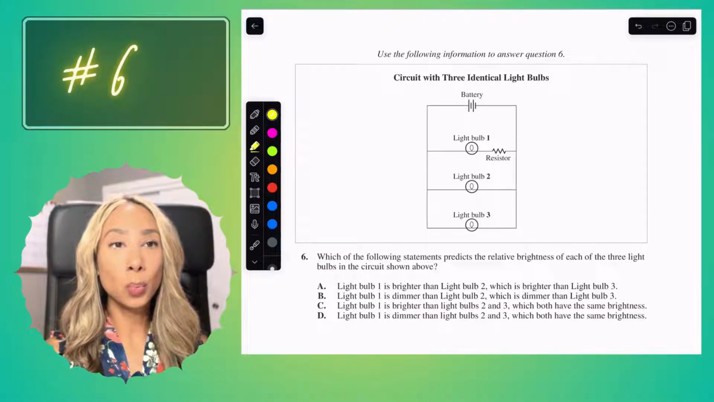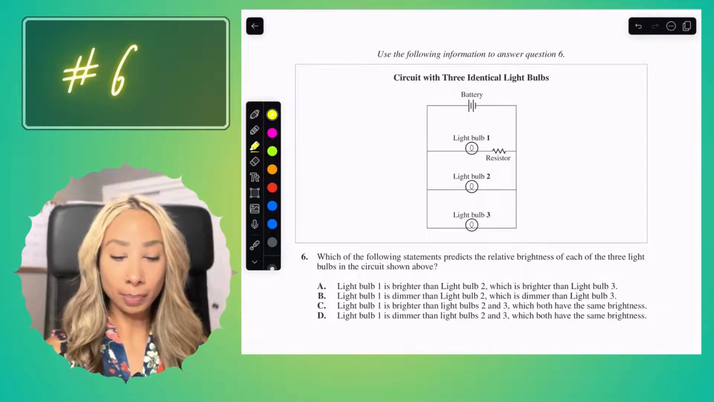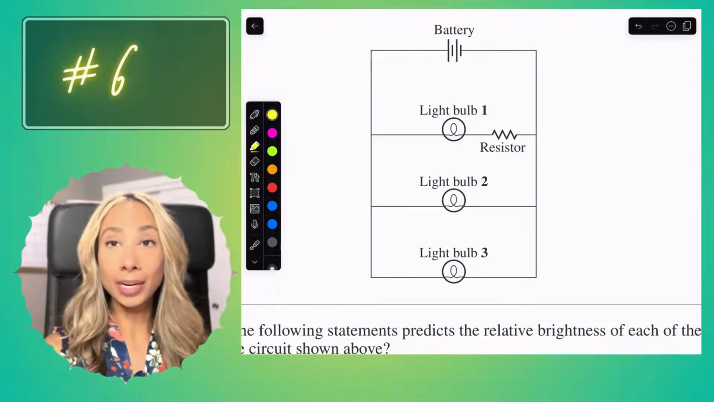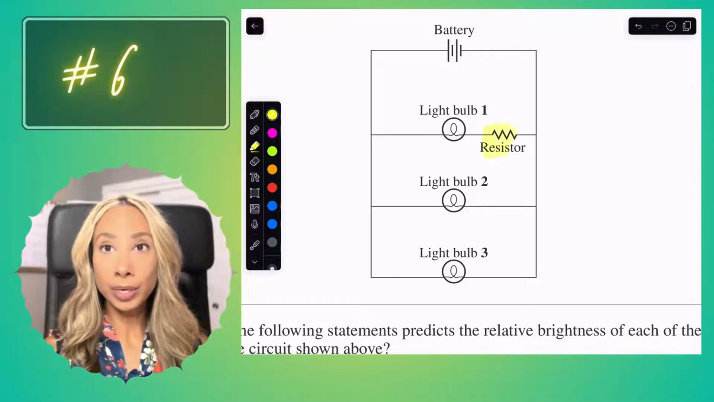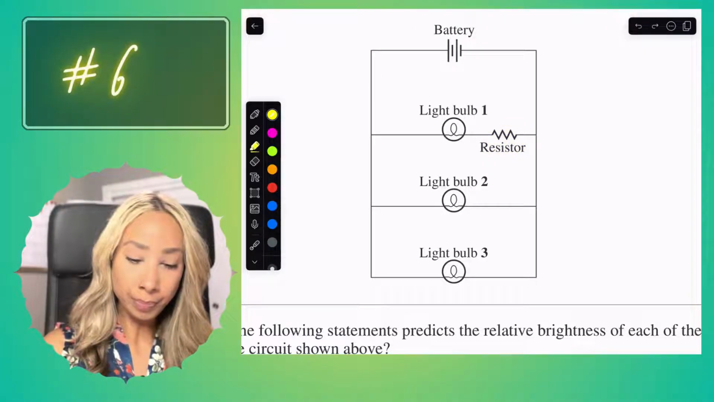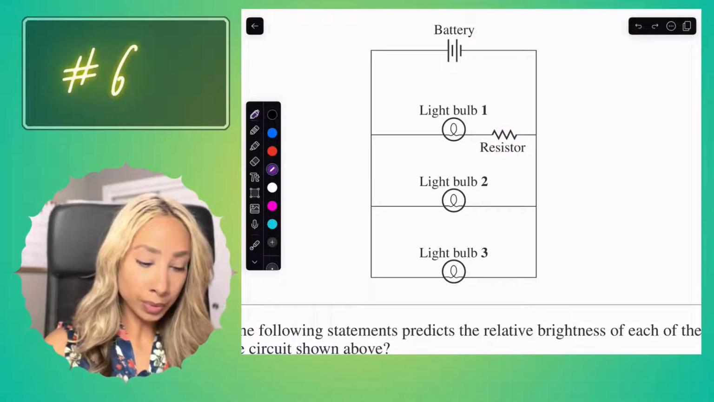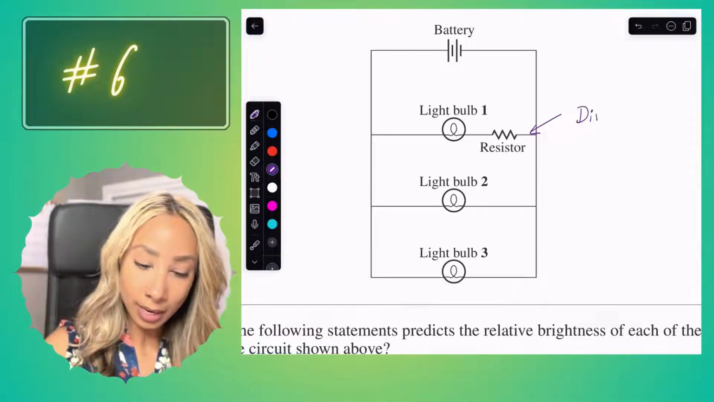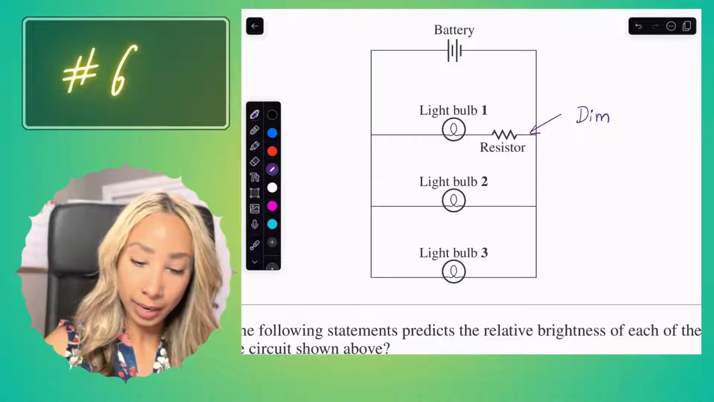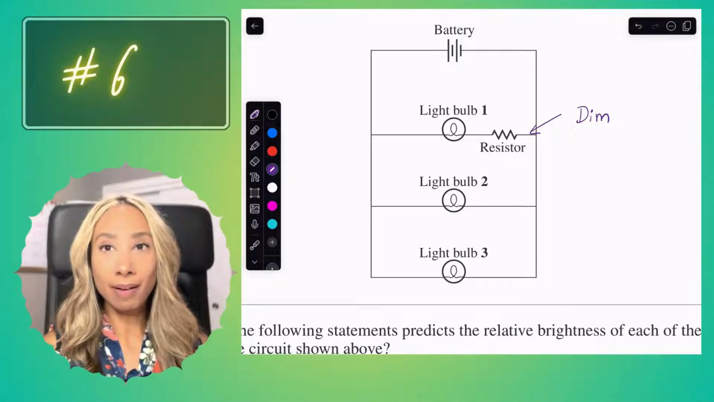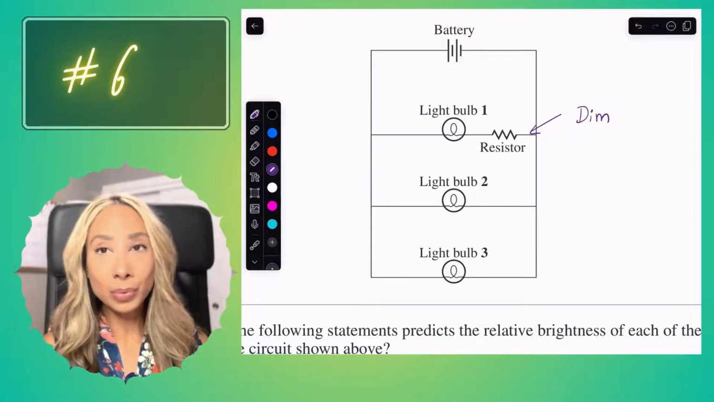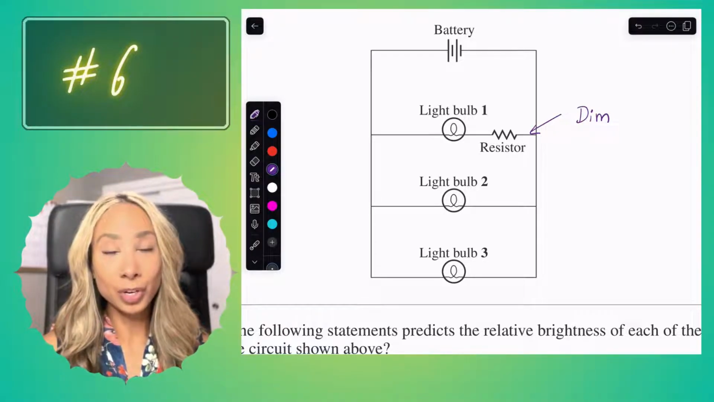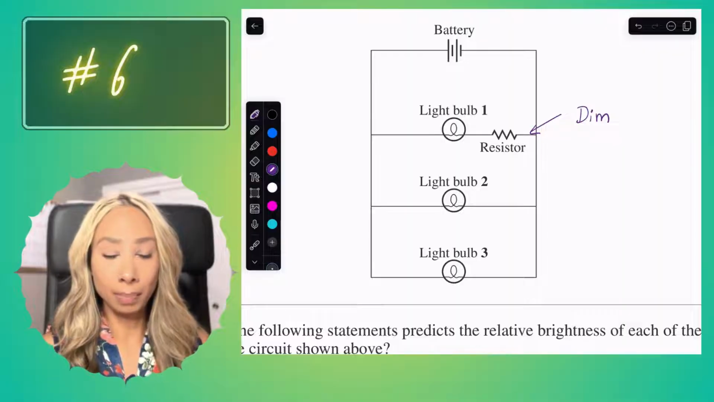Okay, number 6. So with number 6, we have a circuit with 3 identical bulbs. And the only thing that I noticed here that's interesting is they added a resistor. So I'm going to go under the assumption that the resistor is turned on. So if we remember, a resistor slows down the flow of electrons. So what this does is it can dim the light. Okay, so we probably have this on like ring lights, on our phones we have it, smart bulbs have it. Essentially, you're reducing the flow of electrons and that's going to dim the bulb.